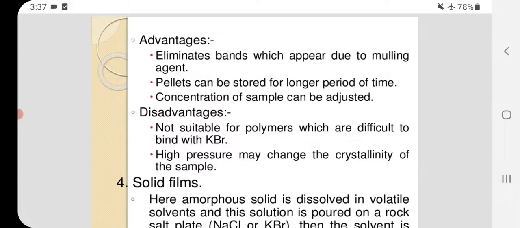Advantages: it eliminates bands which appear due to the mulling agent. Pellets can be stored for a longer period of time. Concentration of the sample can be adjusted. Disadvantages: not suitable for polymers which are difficult to bind with KBr. High pressure may change the crystallinity of the sample.